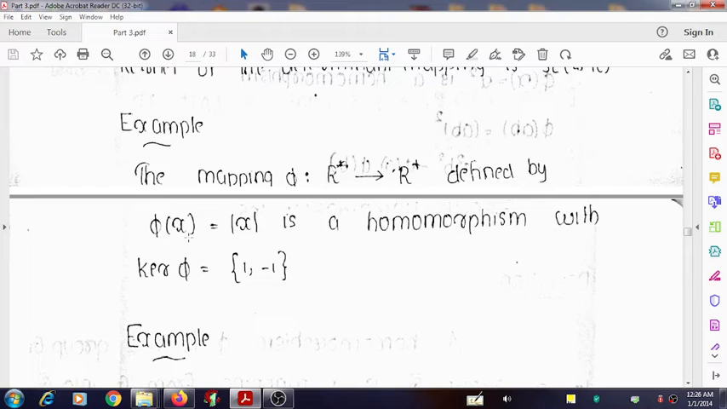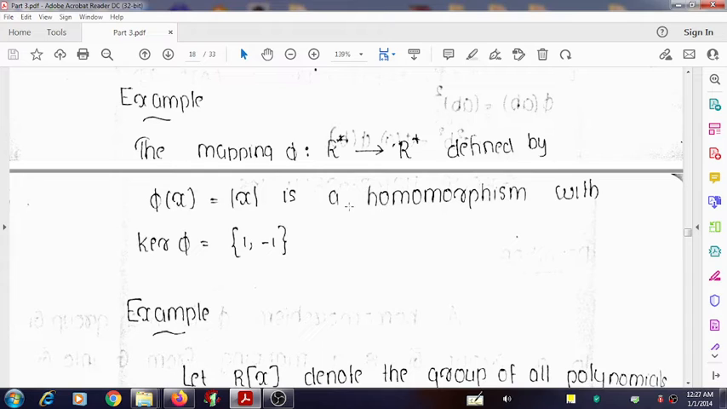And then phi of xy, where x and y are two elements of R star. Suppose x and y are two elements of R star. The operation in both these sets is multiplication, and only that operation can make this set a group. Therefore phi of xy equals phi x into phi y, because modulus of xy equals modulus of x into modulus of y, but modulus of x equals phi x, and modulus of y equals phi y, and therefore that's a homomorphism. In that way you can show that it's a homomorphism.